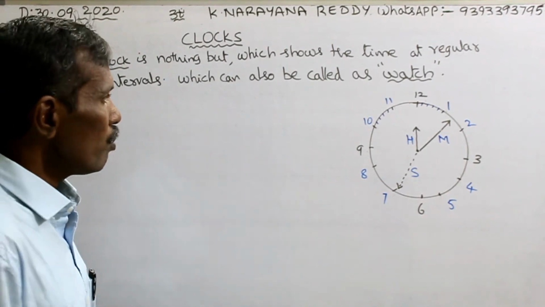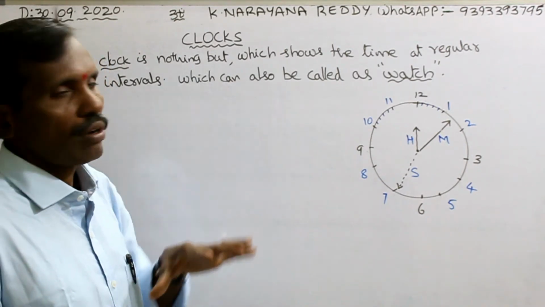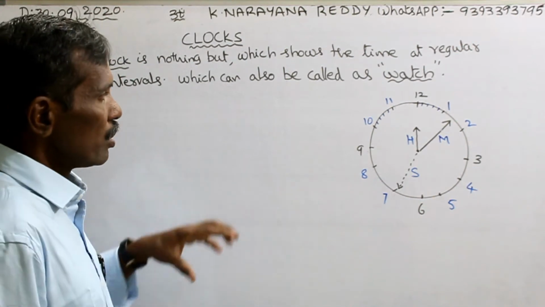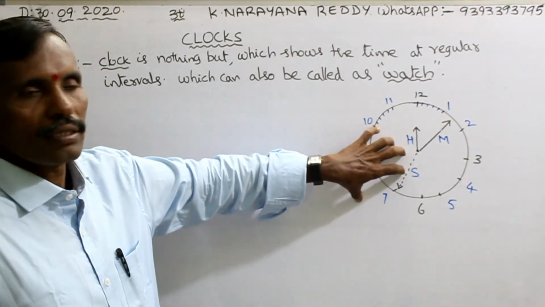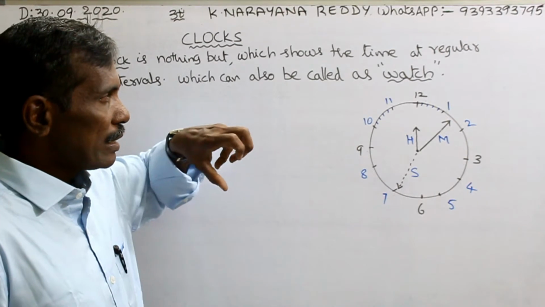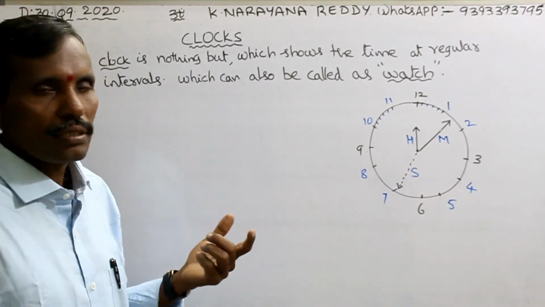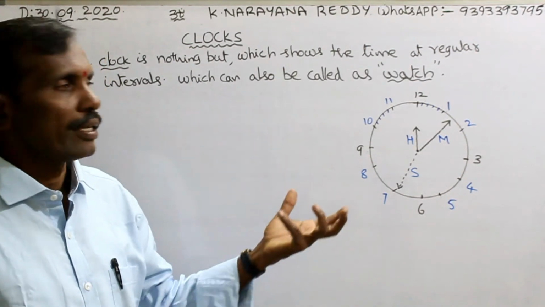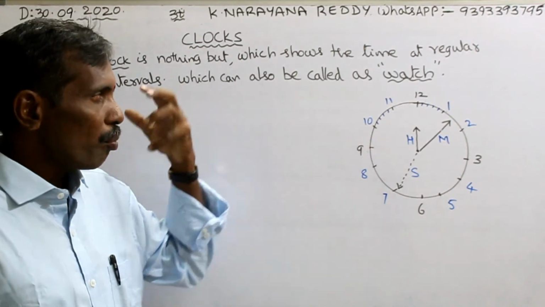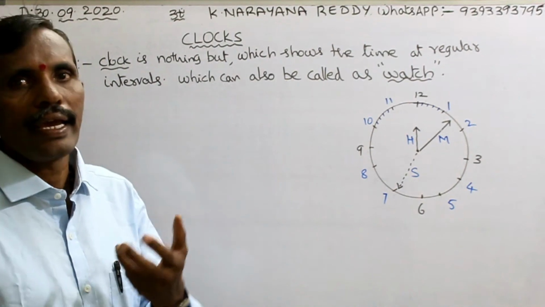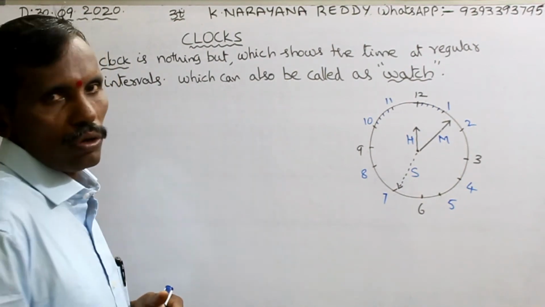So in this way, different types of clocks are there. But we want to know details about this clock: what are minutes, seconds, hours, how many hours are there in the clock totally, and how many hours are there in a day. These are things we should know in this class.